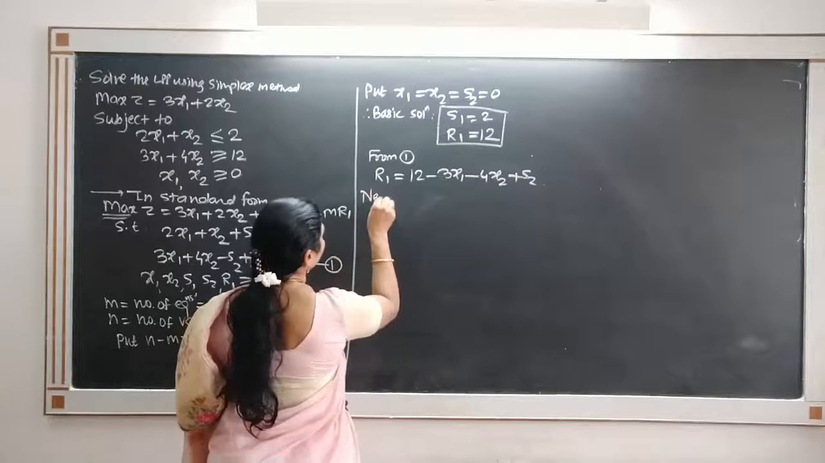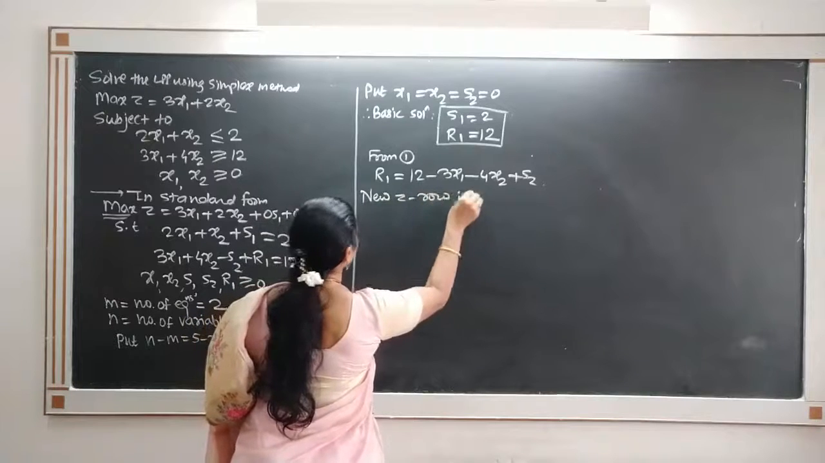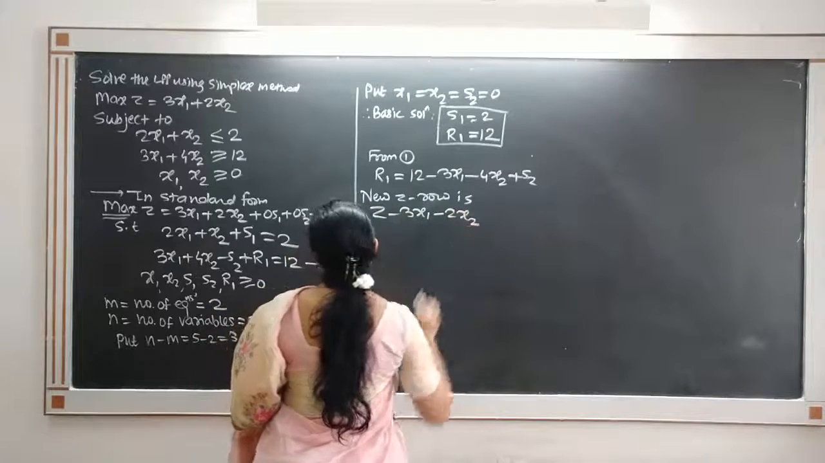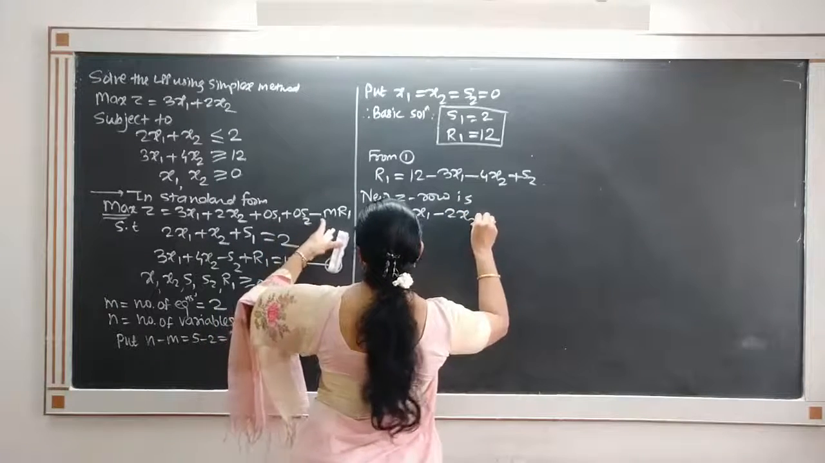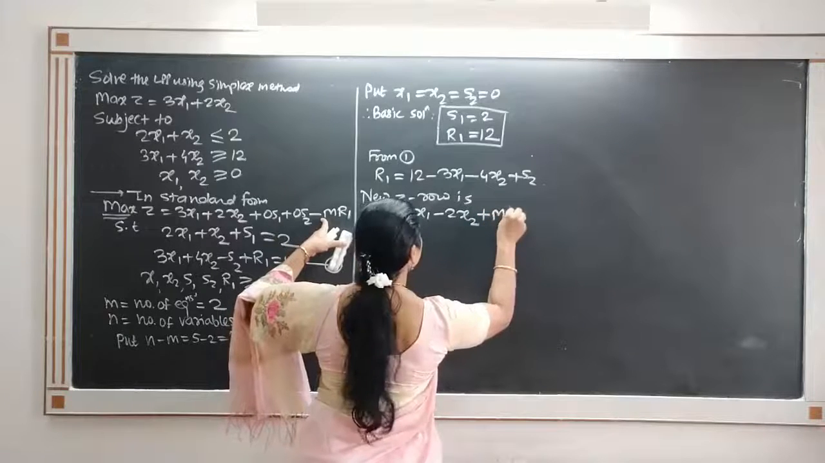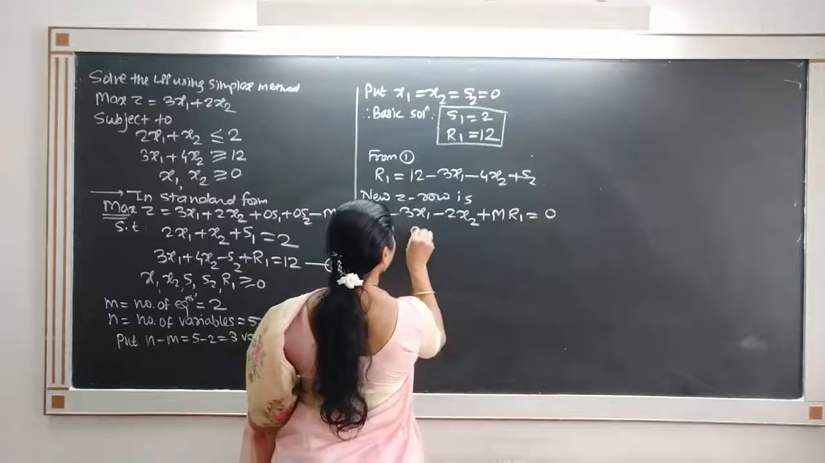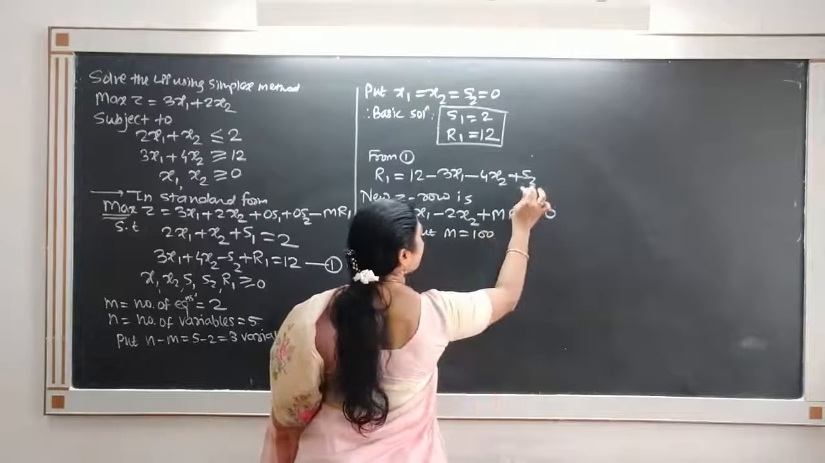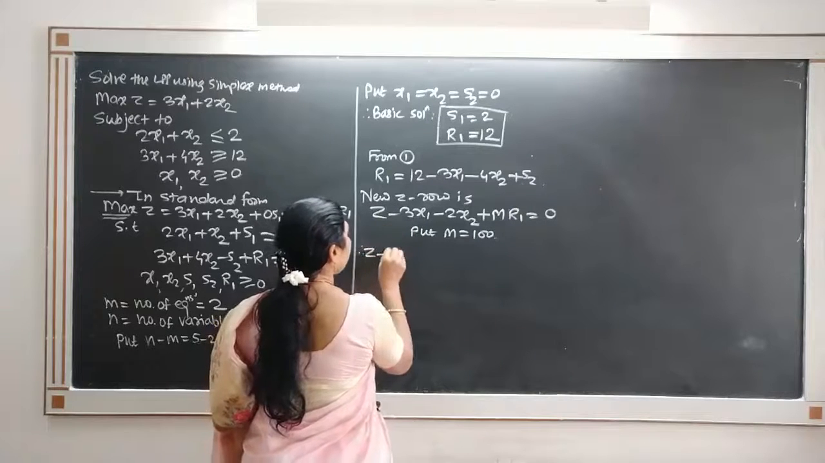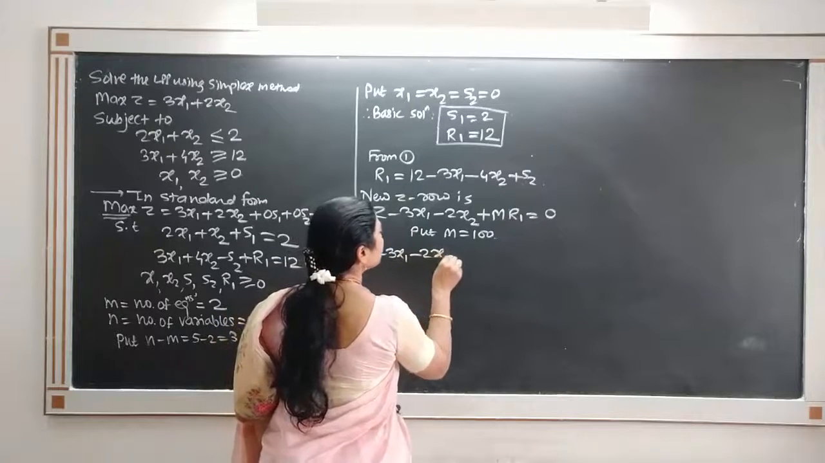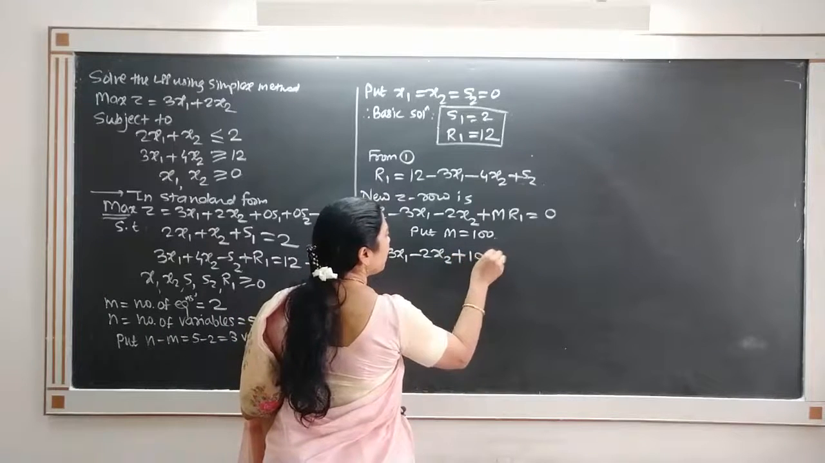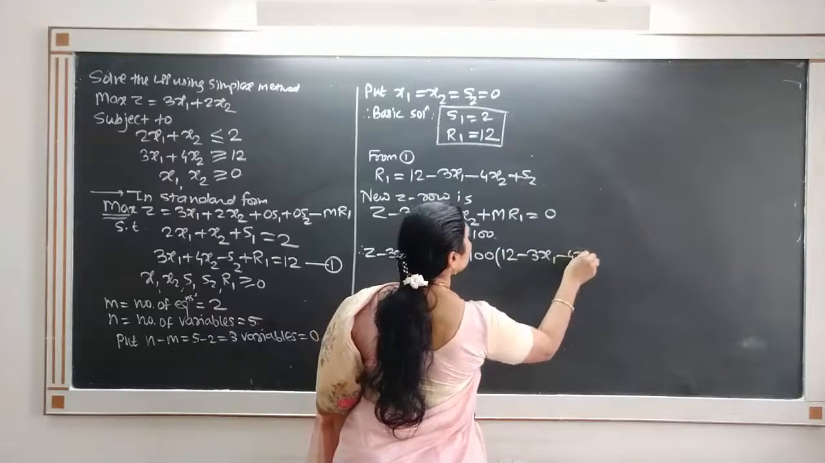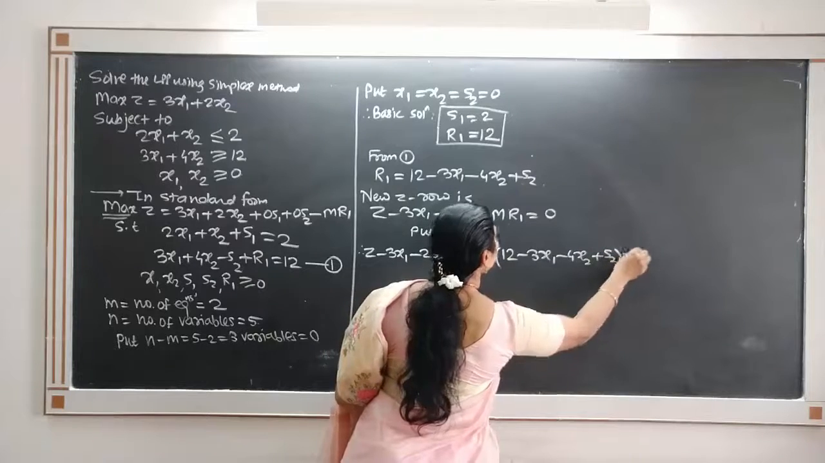The new z row becomes z minus 3x1 minus 2x2 minus 0s1 minus 0s2 plus m r1 equal to 0. Put m is equal to 100 and put r1 is equal to this value. So what we get? z minus 3x1 minus 2x2 plus 100 into bracket 12 minus 3x1 minus 4x2 plus s2 equal to 0.